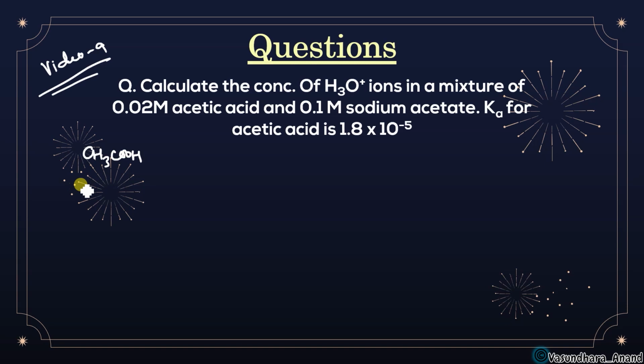and sodium acetate. This is CH3COONa. Okay. Its concentration is given 0.02, and its concentration is given 0.1. So if it will dissociate, it will give you CH3COO minus plus H3O plus, call it H3O plus or H plus. Both are the same thing. Yes. So from this equation, you will get this H plus ion concentration.